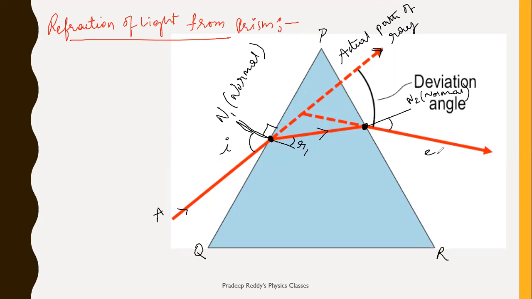This is the emergent ray. The emergent ray is making an angle with the normal, and that is called as angle of emergence. This is the actual normal, right? This is normal N2. This angle is R2. R2 is the angle of incidence for the second surface. So R1 and R2 are the refracting angles.